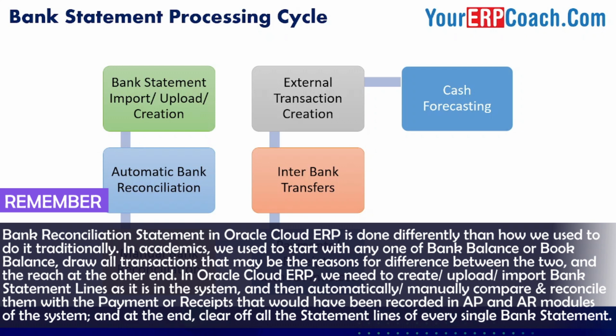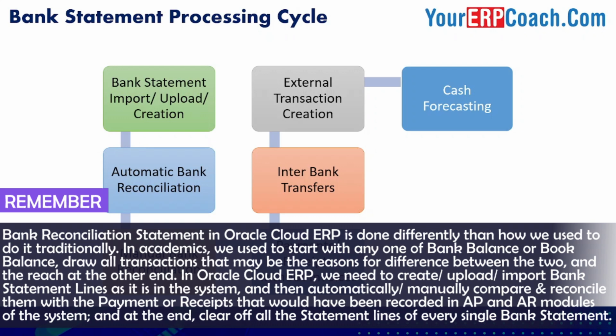In simple words, on one hand, you get the entire bank statement data imported into your system. On the other hand, you have your system transactions, such as the payments that you have recorded in the Accounts Payable module or the customer receipts that you have recorded in your Accounts Receivable module, and so on and so forth. Then you reconcile both of these sides and figure out what are those transactions in the bank statement that are not existing in your system.